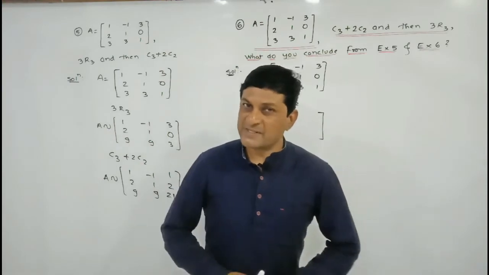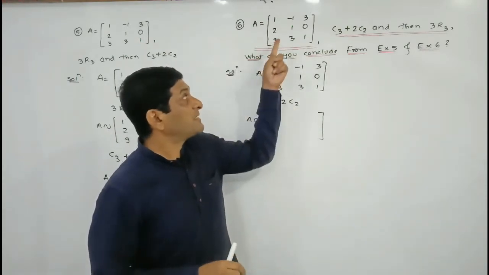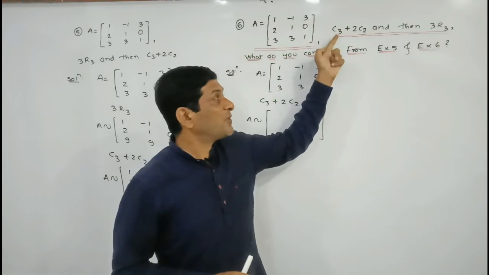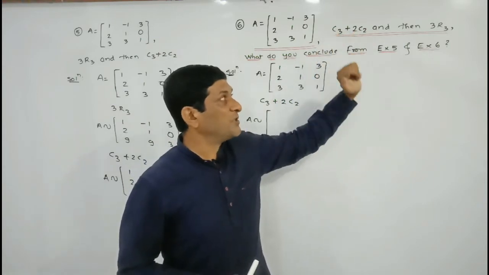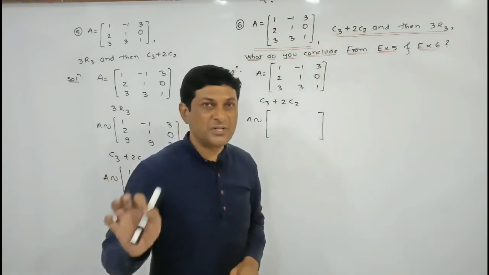Now see question number 6. In this question, one matrix A is given to us and first we have to perform which operation? C3 plus 2C2 and then perform the operation 3R3.